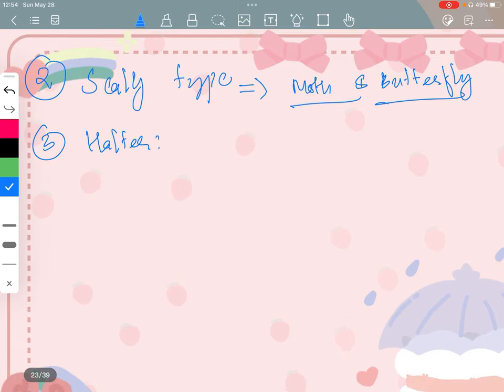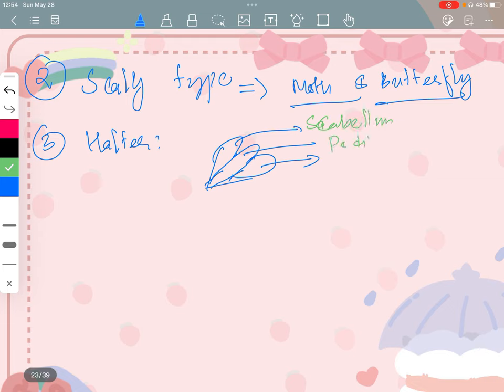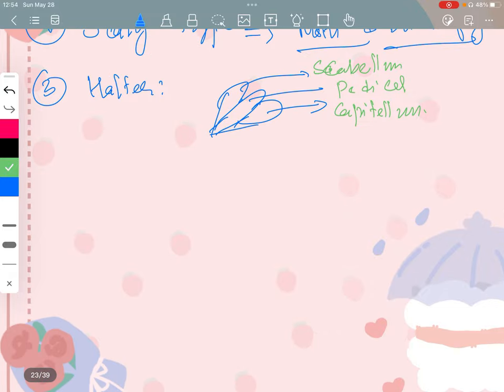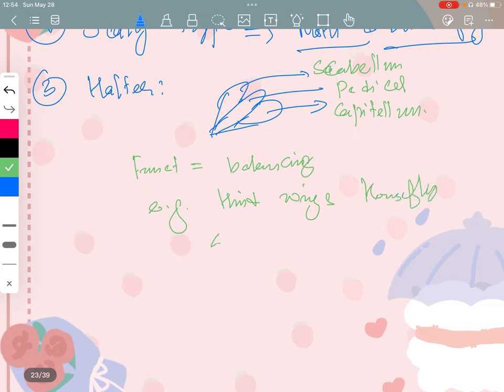Halteres types of wings has three regions. It's not the actual diagram, just for the sake of remembrance I'm making it. Those three regions are named scabellum, pedicel and capitellum. Its function is balancing, and its examples are hind wings of housefly and four wings of stylopids.